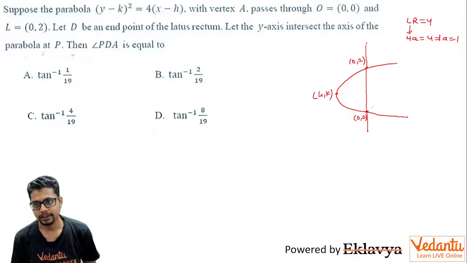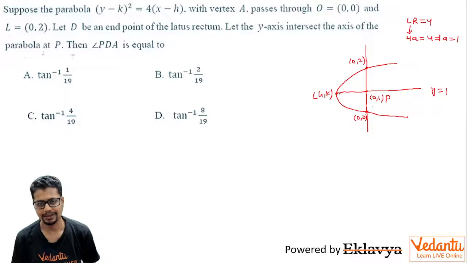And clearly, since the parabola is concave right, this y-axis will act as a double ordinate. So its midpoint would lie on the axis, which is (0, 1). And since this is the y-axis, and it has been told that the y-axis intersects the axis of the parabola at P, that means this point (0, 1) is nothing but P. That also means that y = 1 is essentially the axis, because the axis will be parallel to the x-axis. So here that essentially means k is equal to 1.